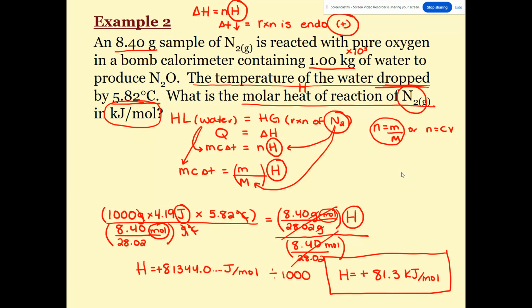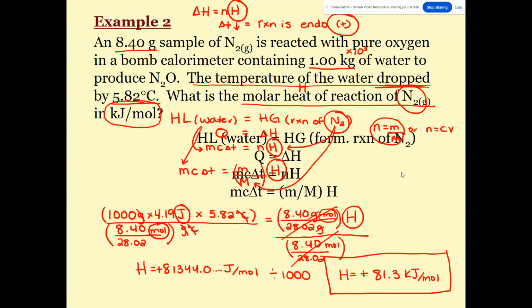So that is the most common way you're going to see a question asking you for the molar enthalpy of one of the substances in the reaction. So it's helpful to set it up and solve like this. We'll look at another example, and that'll be the end of part 1 of calorimetry that we're going to complete in this lesson.